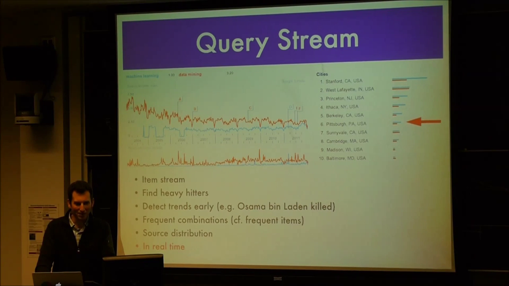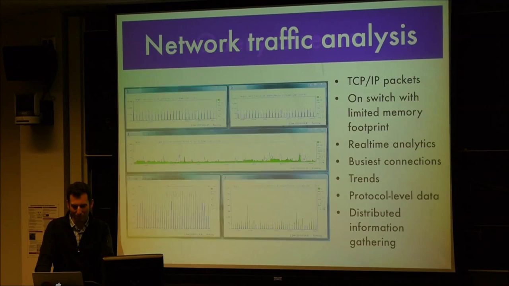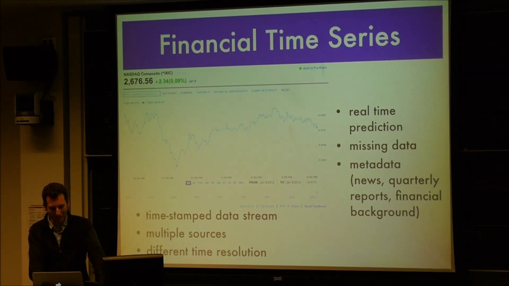But sometimes you also want to detect trends really early. So you want to find heavy hitters. So it's not just finding aggregate statistics, but also you want to detect as quickly as possible when something goes wrong. And yeah, there's network traffic, financial time series.